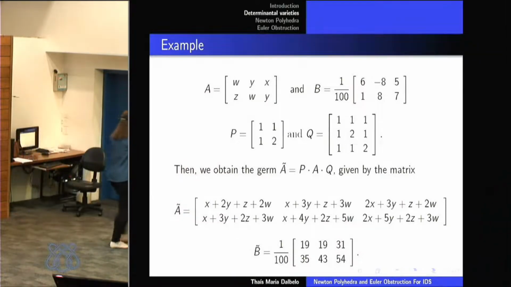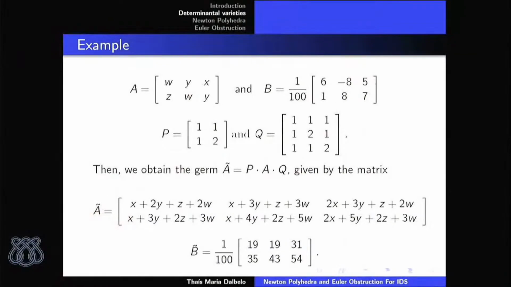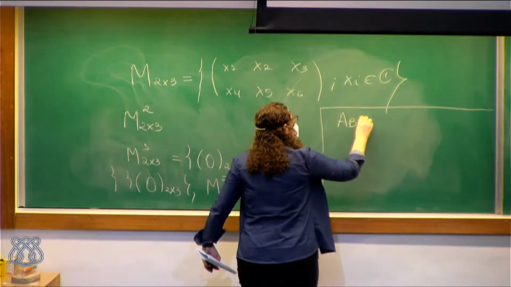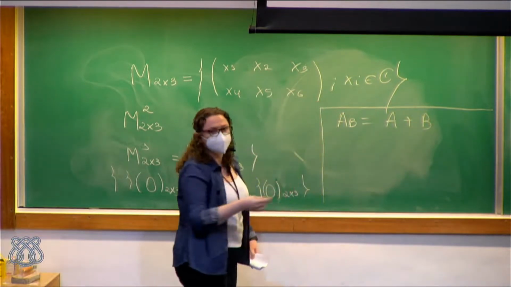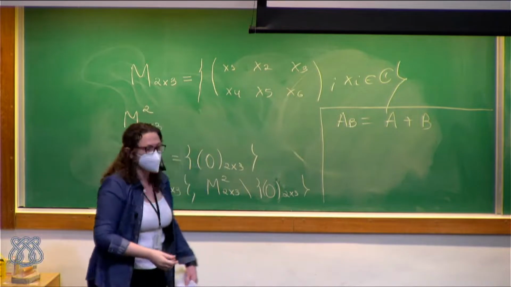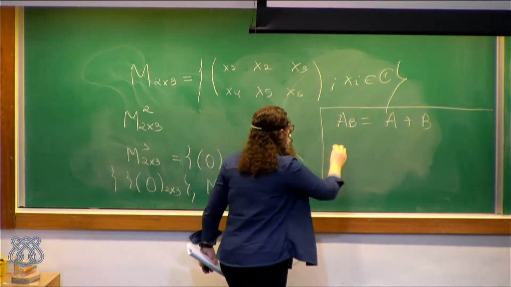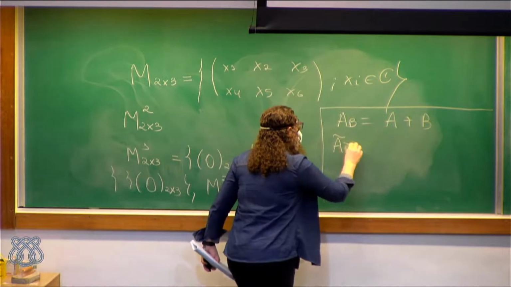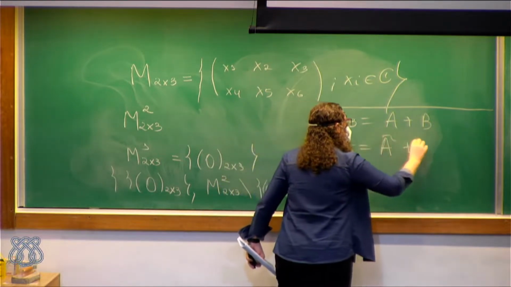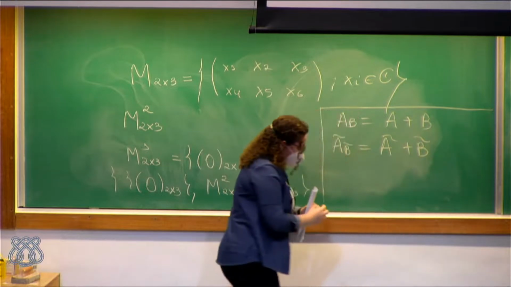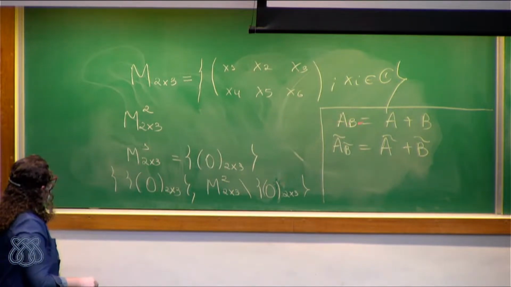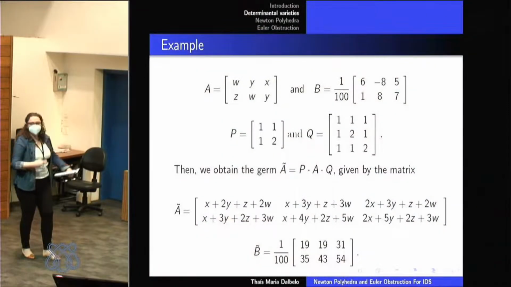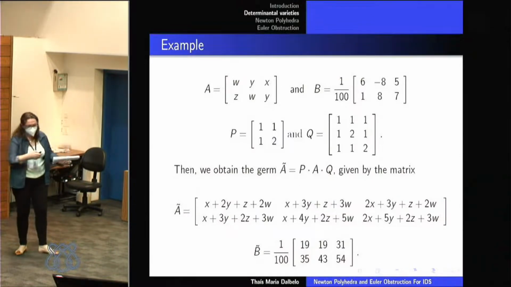Then, in this case, the map AB that we saw in the previous slides gives a determinantal smoothing of this determinantal variety, and also this map gives a determinantal smoothing of this variety. And the determinantal smoothings that they provide are the same. They are equal.